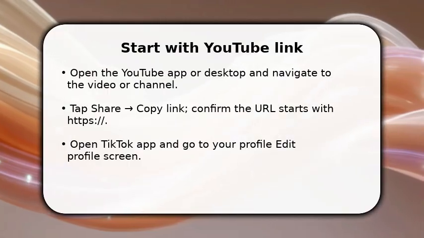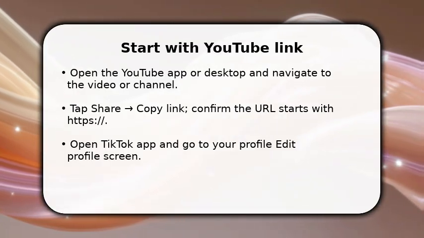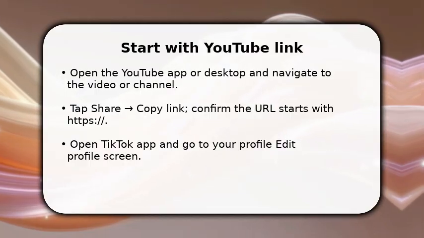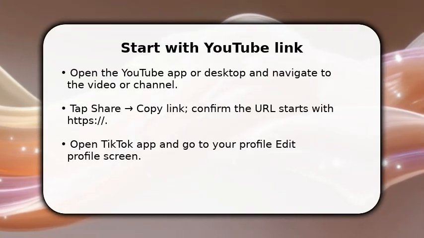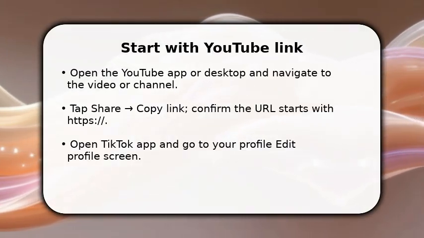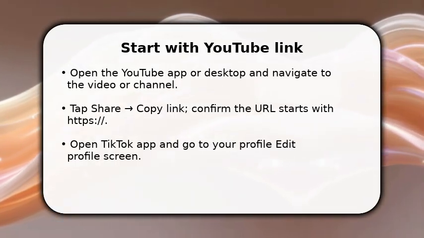You begin by grabbing the exact YouTube URL you want to share. Open the video or channel, tap Share, then copy link so the link is in your clipboard. Once done, open TikTok and go straight to your profile, then tap Edit Profile. You do this now because accuracy matters. A wrong link or extra characters will break the connection.